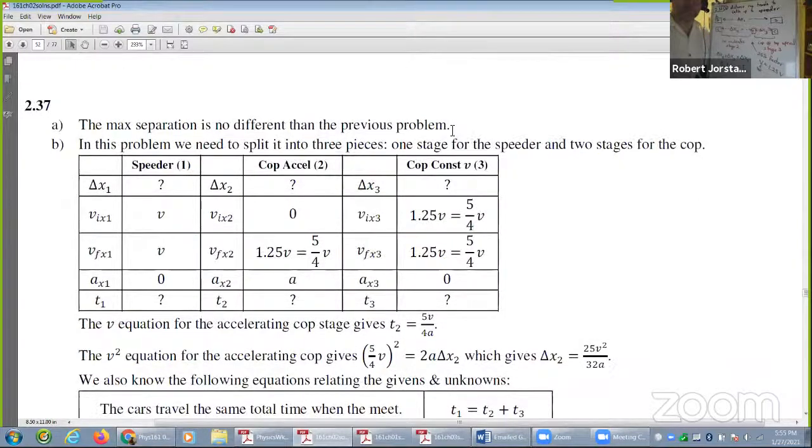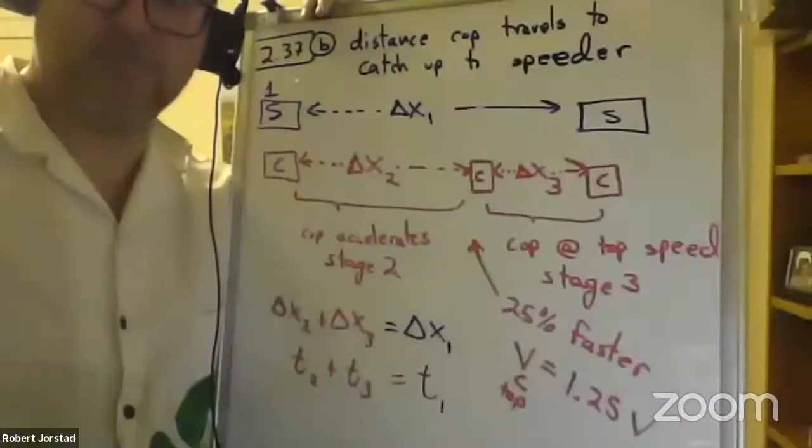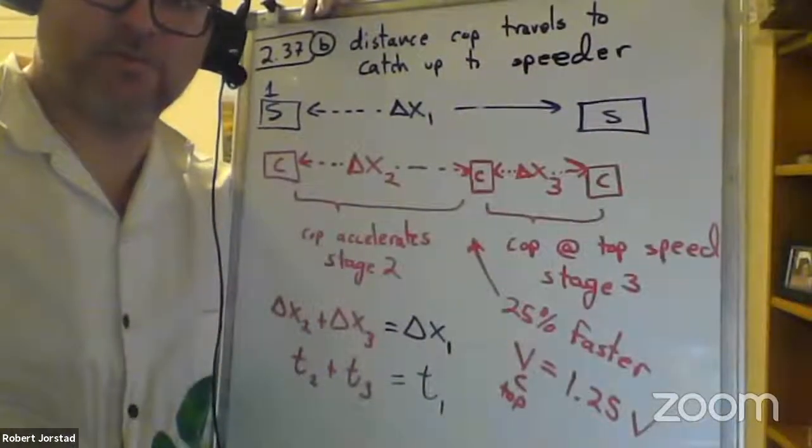Look at this though. Why is part A no different than the previous problem? What do you think? We're told part A is no different. The max separation is always going to be when the person following is hitting the same speed as whoever they're following. Exactly. So why do we not need that constant speed stage for the cop?